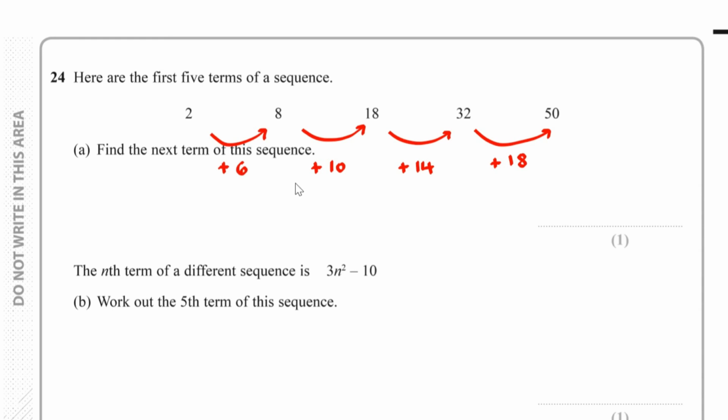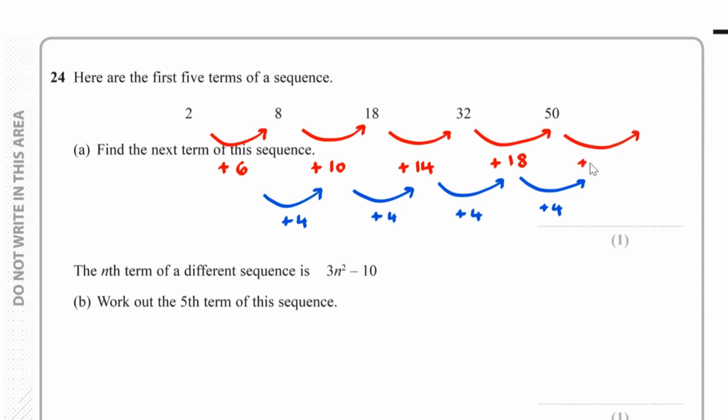Well, notice the difference between each of these is adding 4. So we'd have to add on 4 here to get plus 22. So what I do next is add on 22 to get 72. So the next term of this sequence is 72.